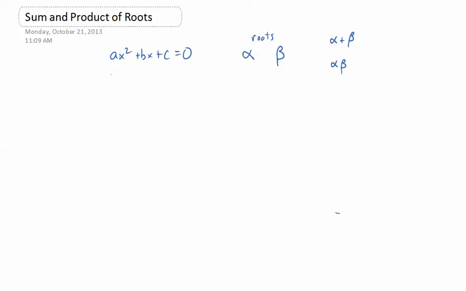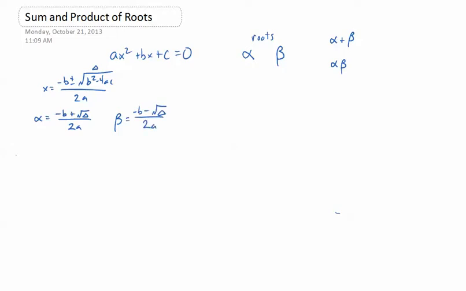We're just going to say, all right, I know that for a quadratic, the solutions are x equals negative b plus or minus the square root of b squared minus 4ac, which is also the discriminant inside there, all over 2a. And so alpha is going to be negative b plus the square root of the discriminant over 2a, and beta is negative b minus the square root of the discriminant over 2a.